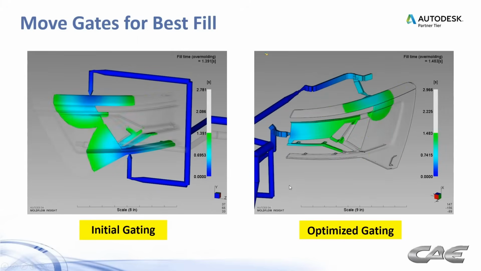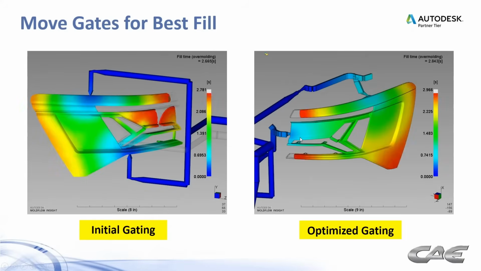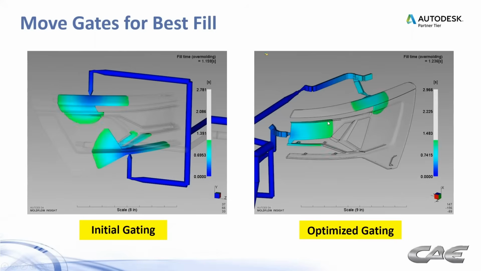And so after playing around with some gating scenarios, this is what we came up with. And sometimes we have to install these tabs at the parting line to be able to gate so that we don't have a gate vestige in a visible area. But you can see we were able to get a lot of these knit lines off of the visible areas. We wanted to keep them concentrated in these areas here. And we've got a nice flow balance here between the top and the bottom.